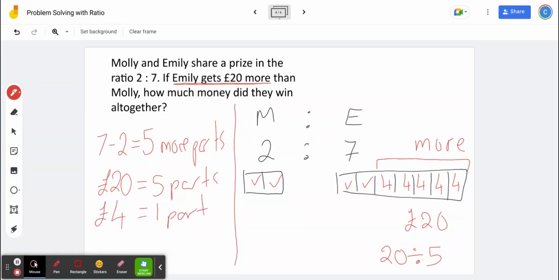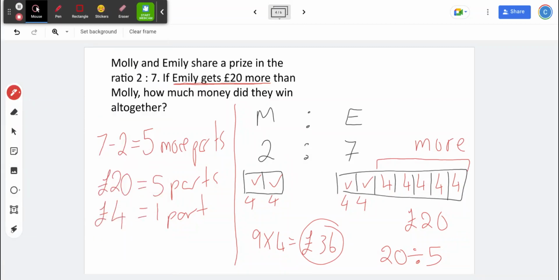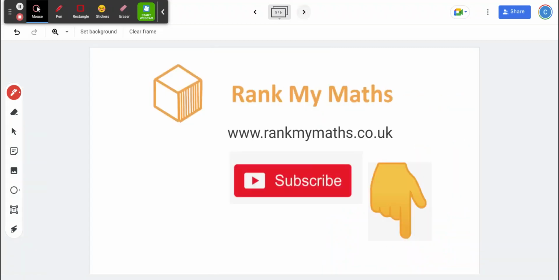Then it says, how much money did they win altogether? Well, if those boxes are £4, then so are these. And how many boxes do we have altogether? We have 9 lots of 4, which tells us that the total prize money was £36. If I was using that other method, I would then say, well, then 9 parts is £36. Okay, so those are 3 very common ratio questions.